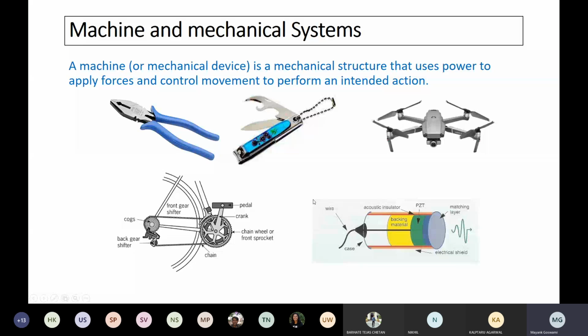And the next is an example of a transducer that transmits a signal. In this we have a piezoelectric crystal that converts electrical energy into mechanical energy, which results in the generation of mechanical waves that move through the medium.